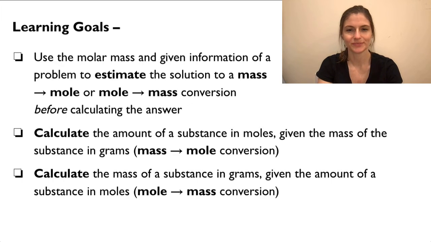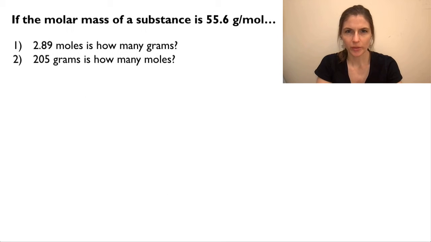Let's get to it. We're going to start with a question where the molar mass is being given to us. So we don't have to use the periodic table to determine the molar mass of this particular substance. We're being told the molar mass of a substance is 55.6 grams for every 1 mole, or g/mole. The questions are asking us how many grams are in 2.89 moles, and how many moles are in 205 grams.